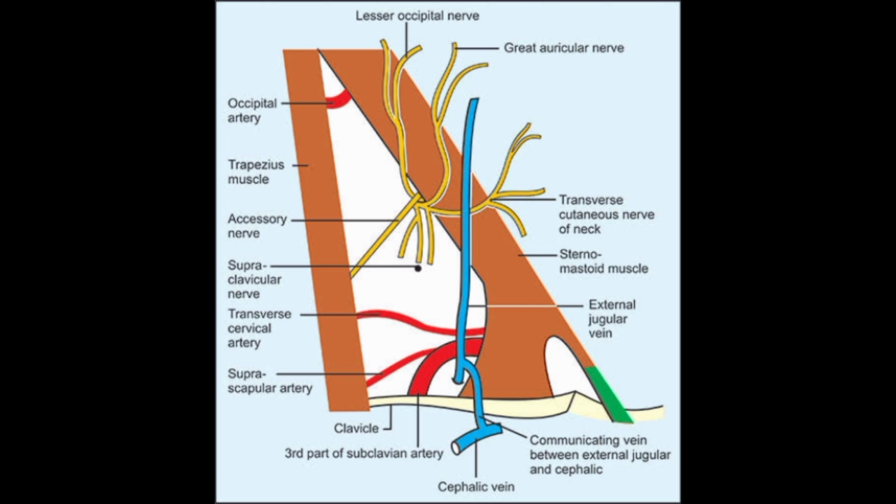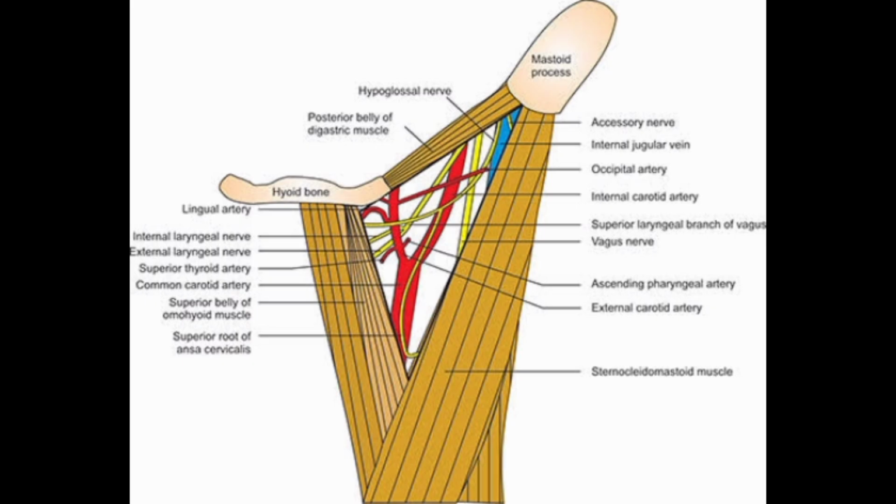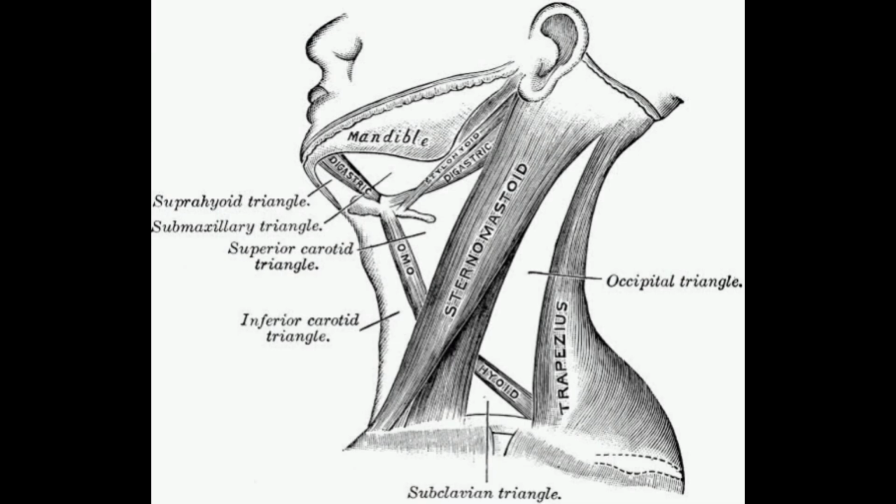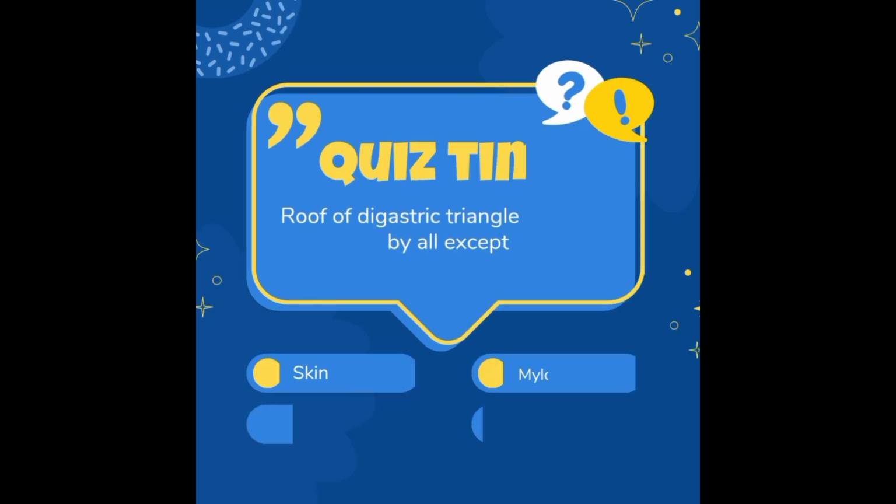As for vessels, in the occipital triangle, occipital artery and transverse cervical artery and veins are there. And for the subclavian triangle, the third part of the subclavian artery and vein, and the suprascapular artery and vein are there. So yeah, you're done with your triangles of the neck. Now let's jump to the quiz section.